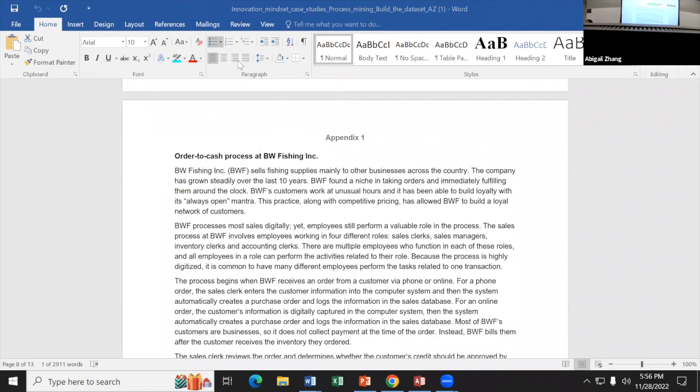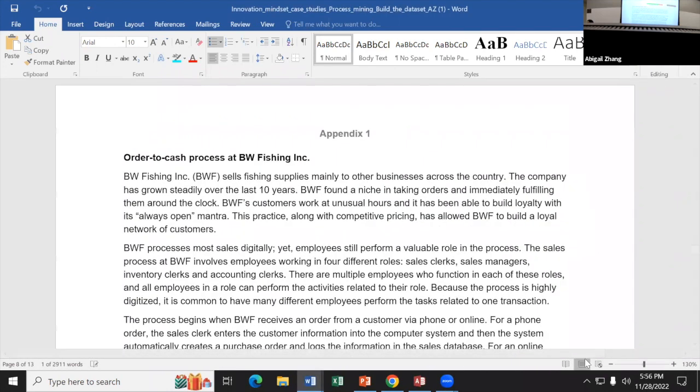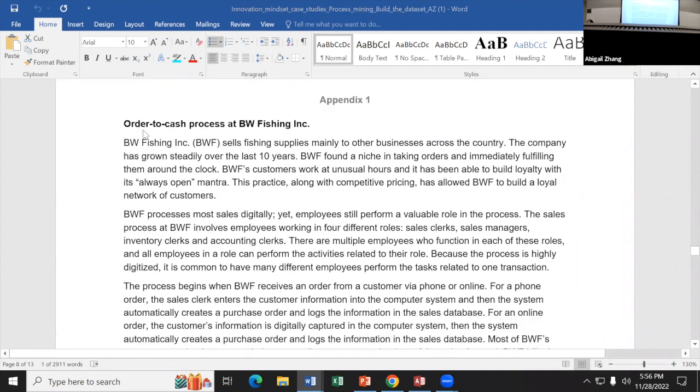Now I want you to go to page number 9, which is the appendix that describes this order to cash process. I know that before the Thanksgiving break, I said I want you to read this case right before coming to class today, but I assume that you didn't, right? Because you are having a break. So I'll give you about 5 minutes to go through this appendix number 1. While you are reading this description, I want you to think about what internal control activities are included in this description, and what kind of control is that? Is it preventive or detective? I'll give you 5 minutes, and later we can go through this together.